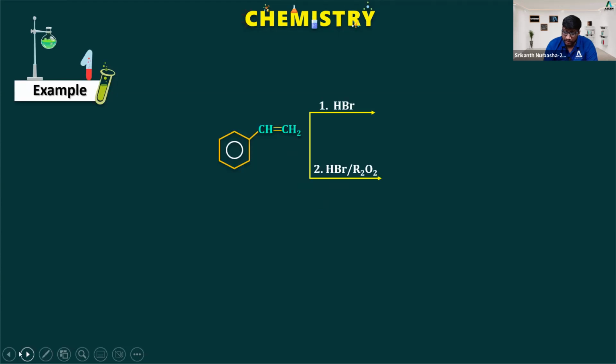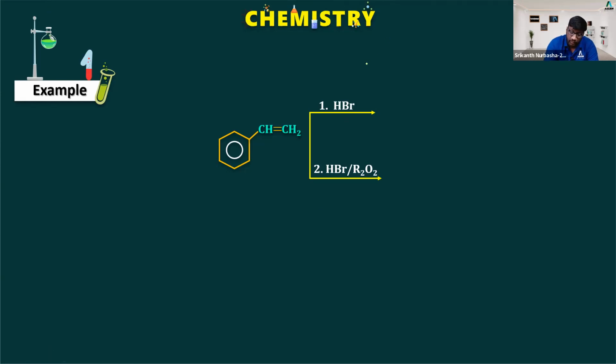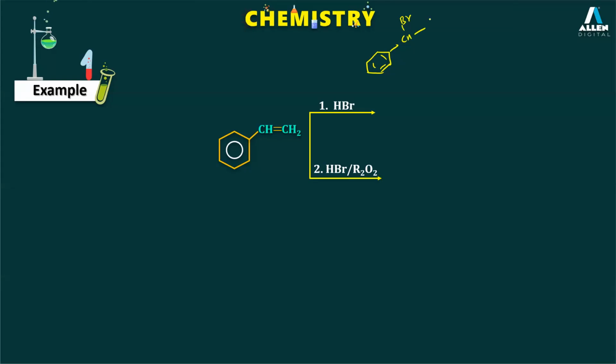Try to solve this question. What happens in the two cases? What is the product in option A? HBr alone, and HBr treated with R2O2. I can say in the first option, it will be CHBr, CH2, CH3, CH3. In the second option, what can I say?